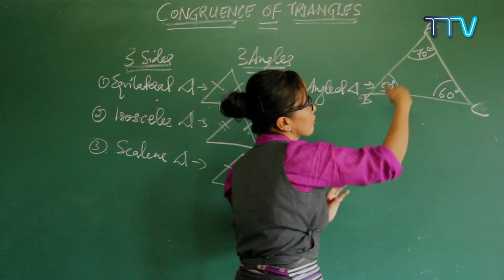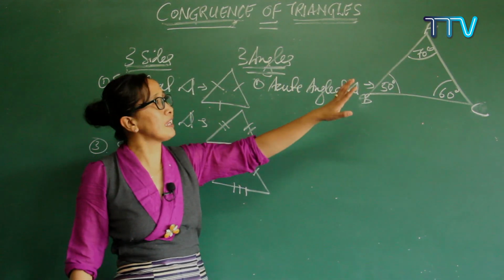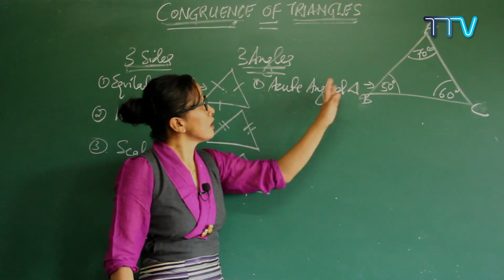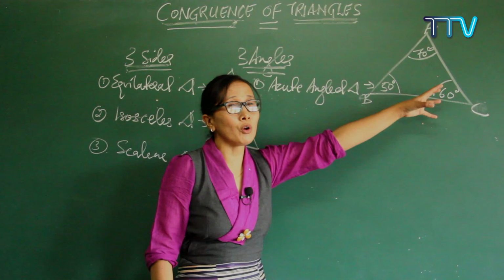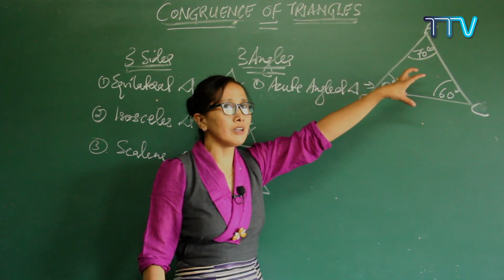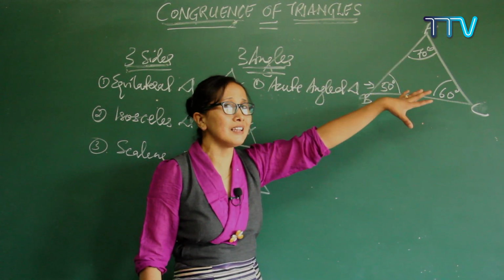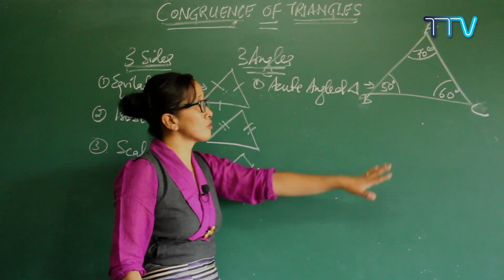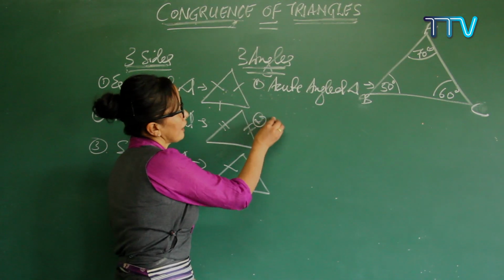Now look at the angles. All three angles have a measure less than 90 degrees. That means it is an acute angle triangle. So if the interior angles of a triangle are all less than 90 degrees, this type of triangle is called an acute angle triangle. Understood?